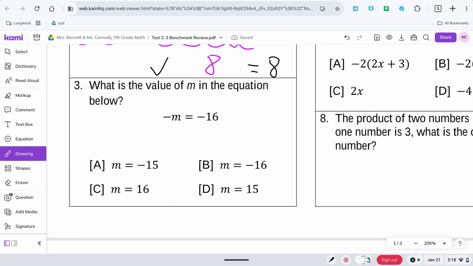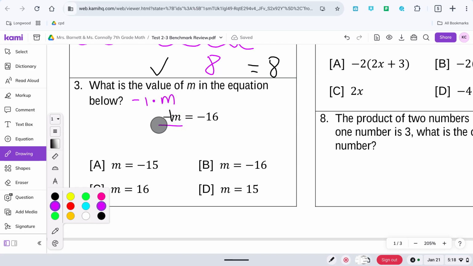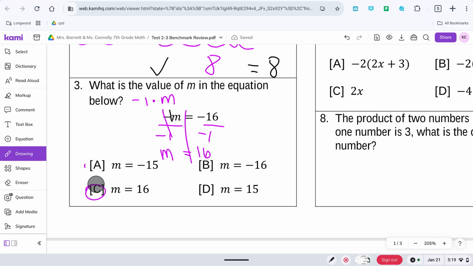Negative m equals negative 16. We're going to put a 1 in there for negative 1m, and then you could see that that's really negative 1 times m. So to undo that, we'll divide both sides by negative 1. And on the left-hand side, we're left with just m equals, and negative 16 divided by negative 1 is just positive 16. So that is answer choice C.